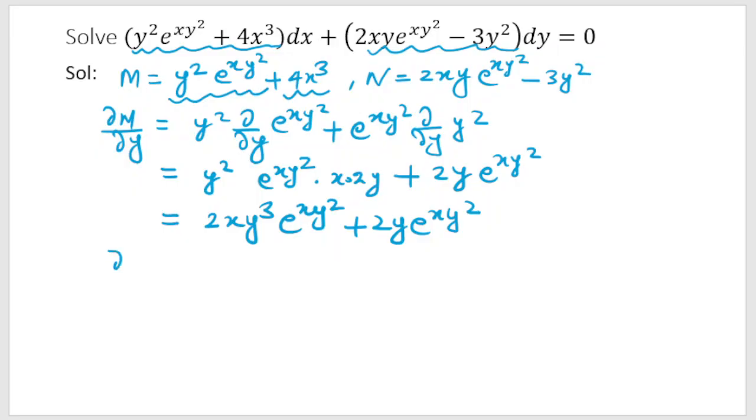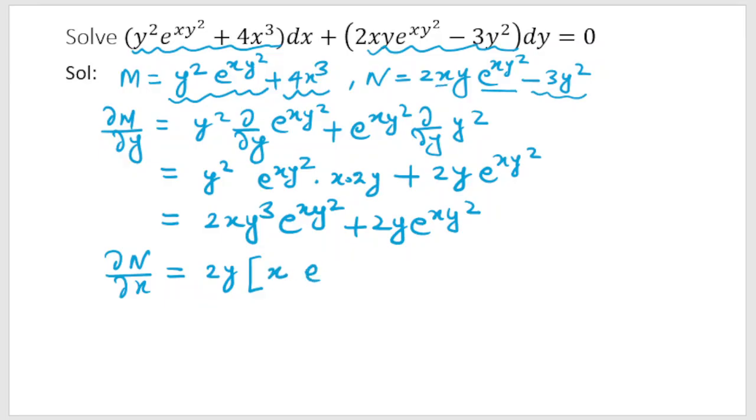Now the next thing is we have to find del n by del x. Again this term will give me 0. I will take the first expression, that is 2xy e to the power xy square. So here we take 2y as constant, and we have x as the first function and e to the power xy square as the second function.